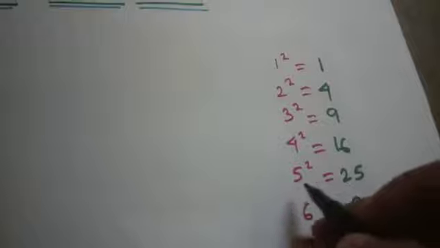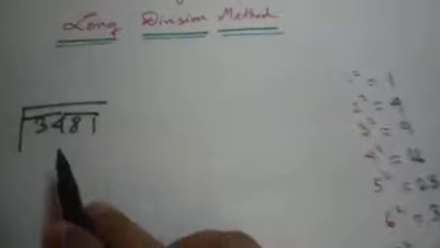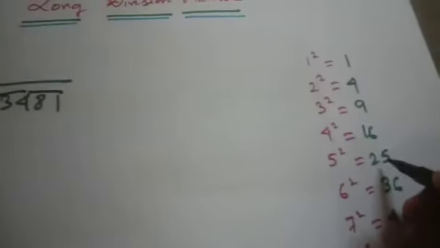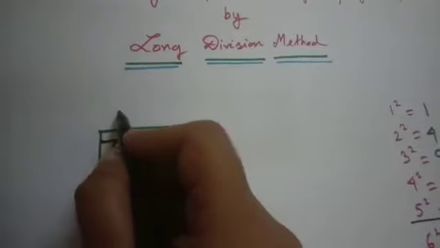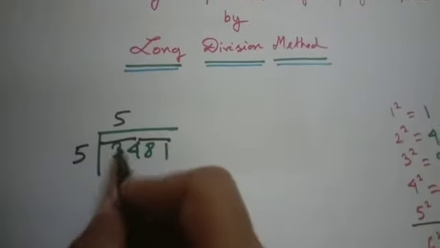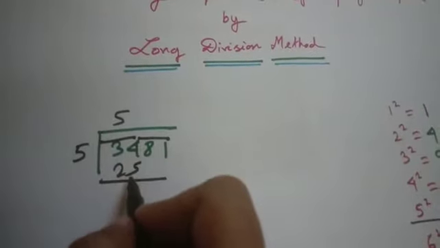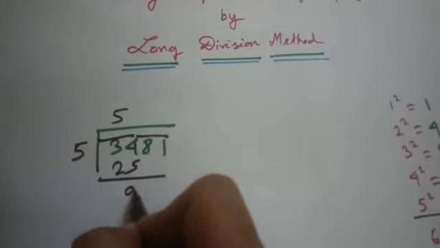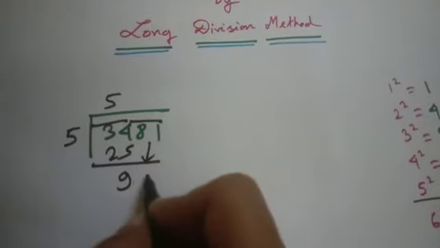Since we see the table here, 5 square is 25 and 6 square is 36, and the number is 34. Since 25 is less than 34 but 36 is greater than 34, we take 5 square. 5 square is 25, so here we write 5 and here 5. 5 into 5 is 25, and we subtract 34 minus 25 equal to 9, and we bring down the next pair, that is 81. Here we write 81.